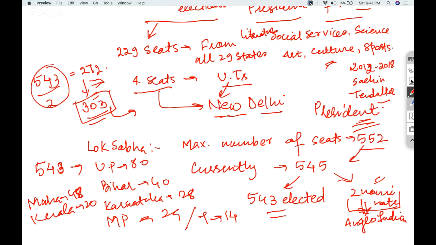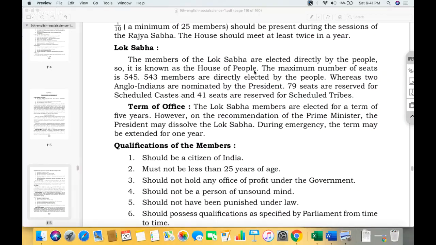Now let me go to your book. Your book says 79 seats are reserved for Scheduled Caste and 41 seats for Scheduled Tribe. So out of 545, 2 are for Anglo-Indians, 79 for SC, and 41 for ST, just to ensure proper representation of every community in the Lok Sabha.